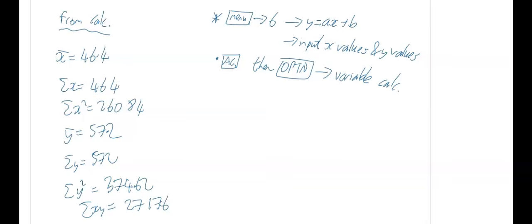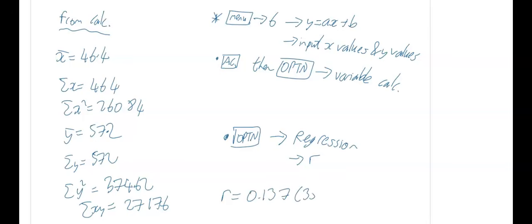Okay, so you've got everything. You haven't got the most important thing. You haven't got the r. So to get r, you need to hit Option again, and then you want to go to Regression. And once you go to Regression, then you calculate r. And if you do that, you get r is equal to 0.137, and that's to 3 sig figs.